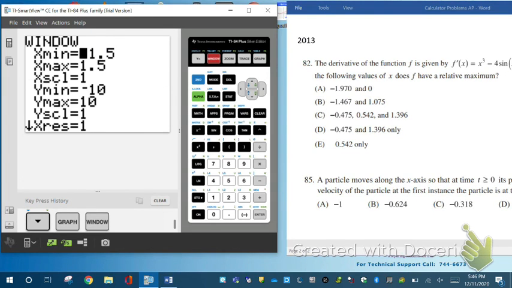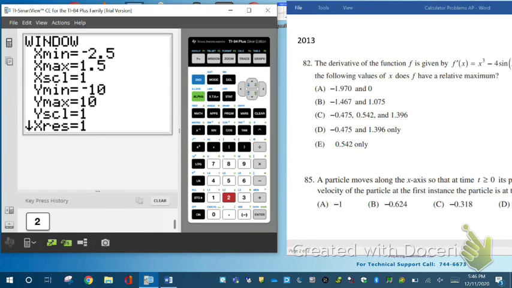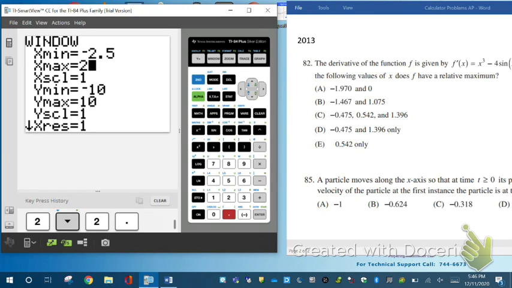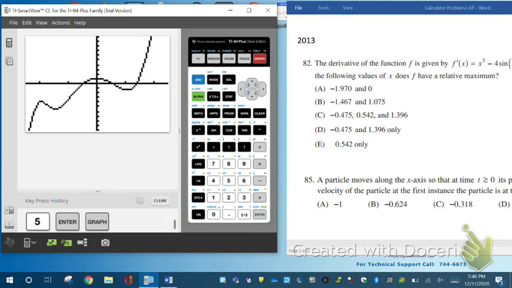Window, negative 2.5 to positive 2.5. Remember what you're trying to find again. We're looking for x-intercepts where it goes from above to below. Okay, x-intercepts from above to below, and there is only one. And since there's only one, it has to be choice E.